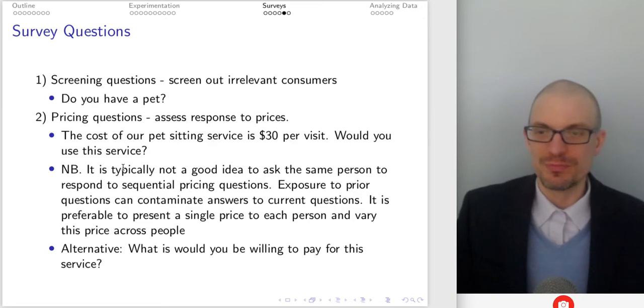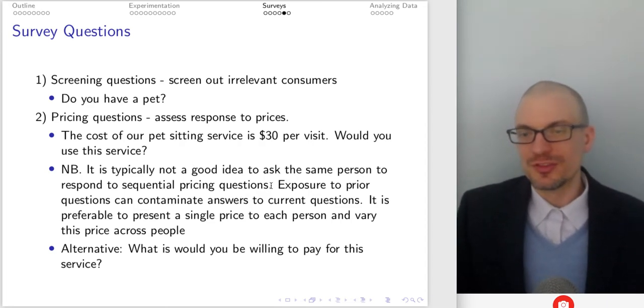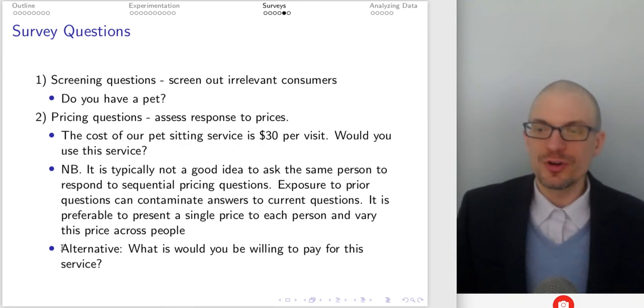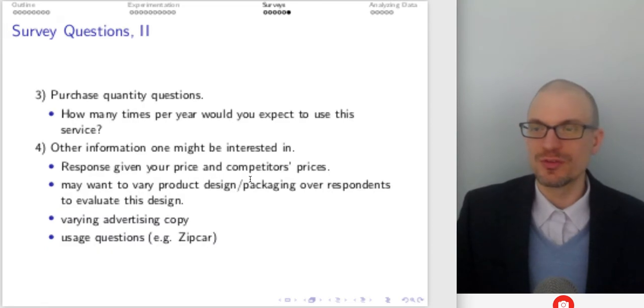It's not a good idea to ask the same person a lot of different prices. Like, hey, will you buy it at $30? What about $25? What about $20? Or what about $20, $25, $30? I mean, there's a problem because there's this sort of contamination. There's these anchoring effects. And so that's an issue. One alternative is you could say, well, what would you be willing to pay for this particular service? And then you're eliciting what their willingness to pay is. And that's sort of a good idea.